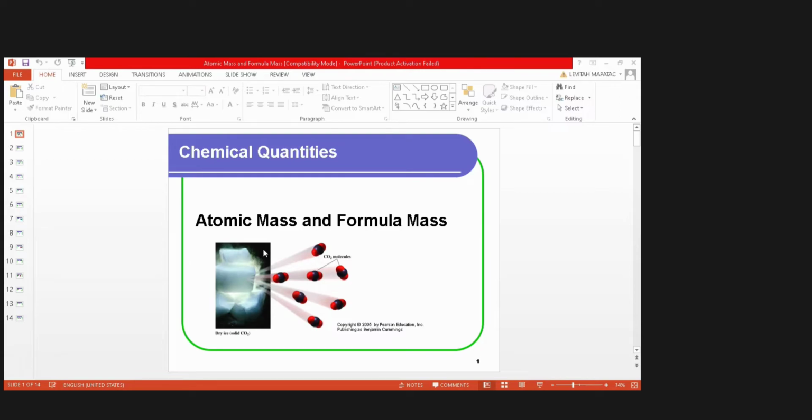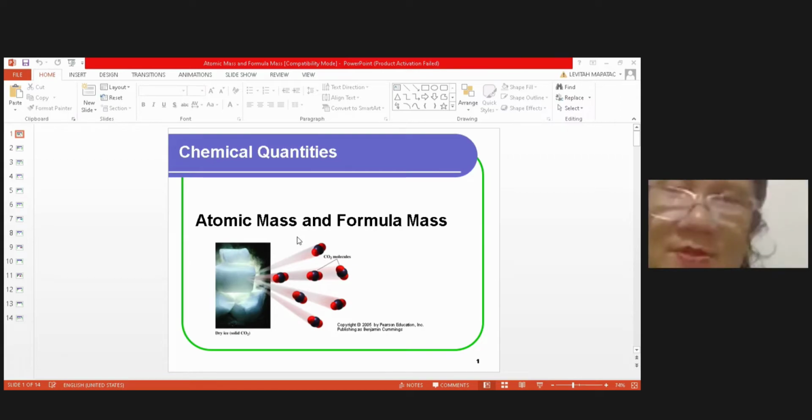So, what is atomic mass and formula mass? We had already discussed this, I think, in chapter 1 or chapter 2. From the periodic table, atomic mass, how are we going to get it? By its molar mass or atomic mass. Prepare these terms: atomic mass, formula mass, molecular weight, molecular mass.